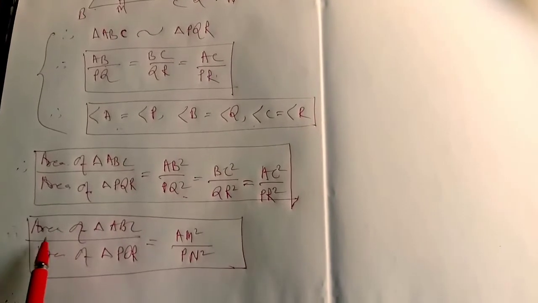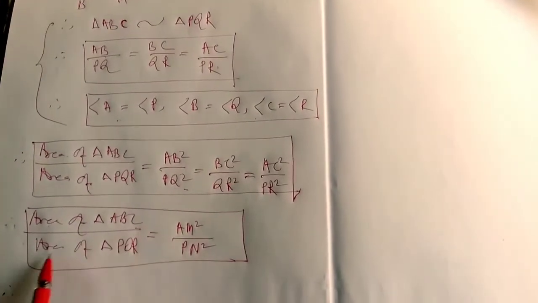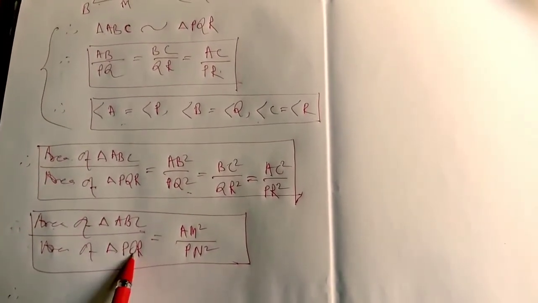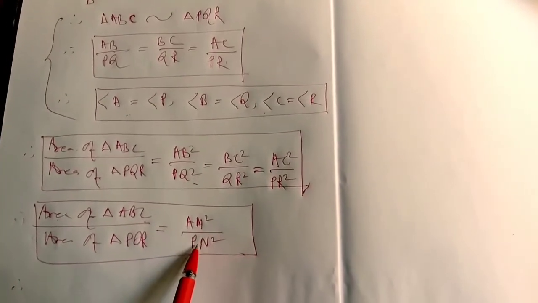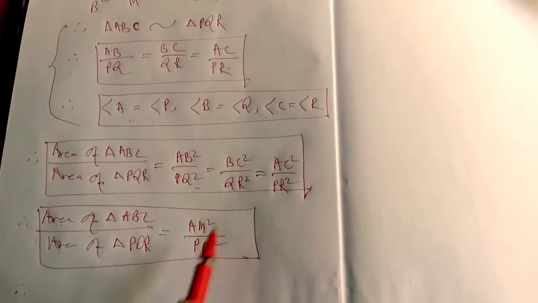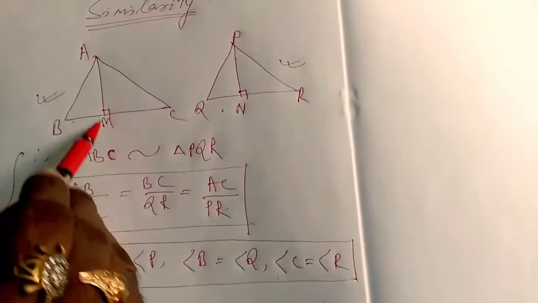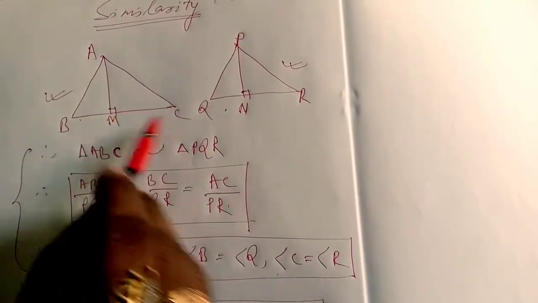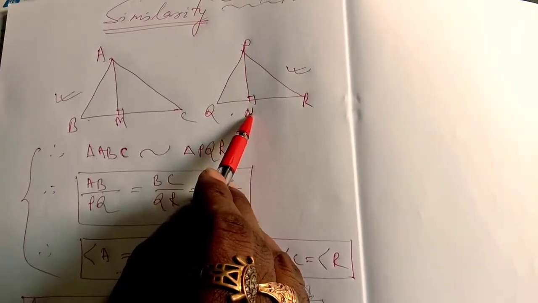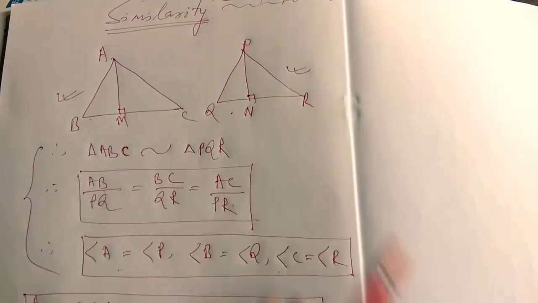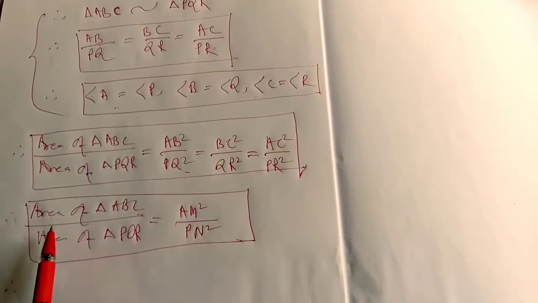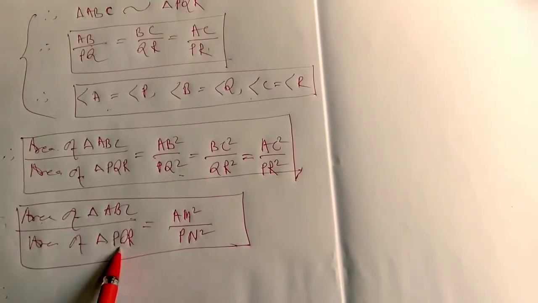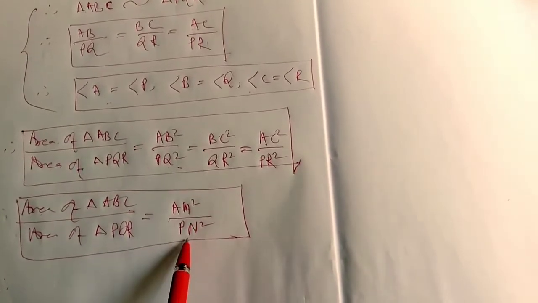See, already told, area of triangle ABC divided by area of triangle PQR. AM is what? The altitude of triangle ABC. Again PN is the altitude in triangle PQR. See the figure? AM is the altitude, the perpendicular on the base BC. Here PN is the altitude, the perpendicular on the base QR. Therefore, as per the condition, if the two triangles are similar, area of triangle ABC divided by area of triangle PQR is equal to AM square by PN square.